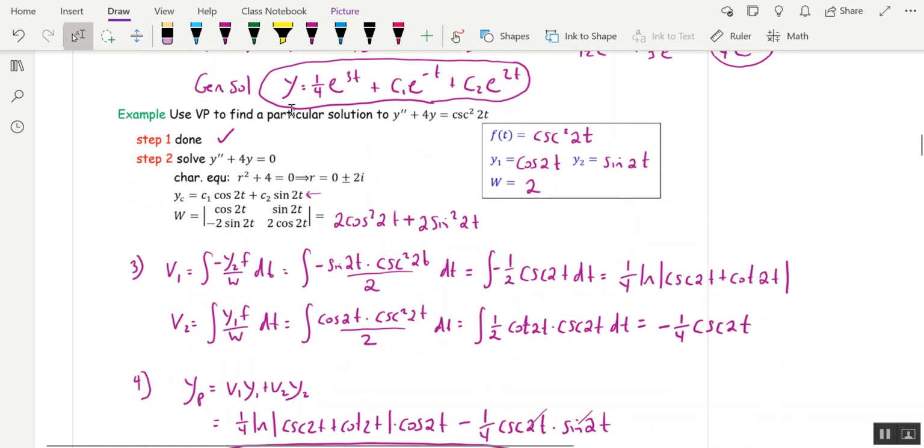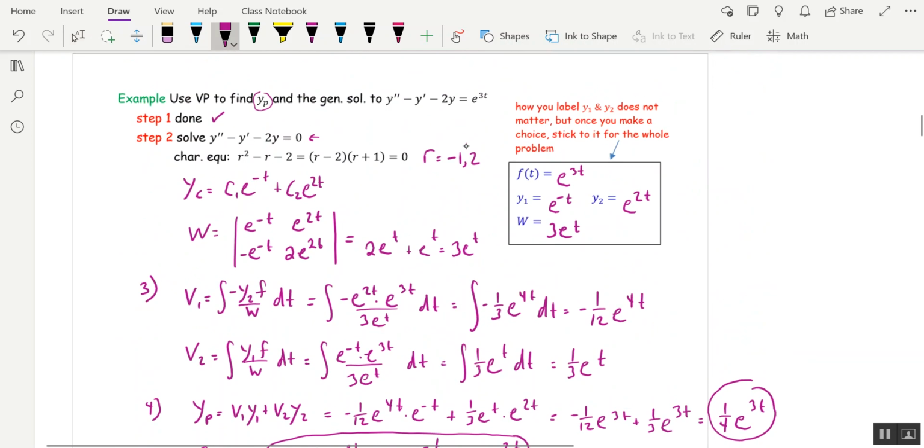So this one you had to use VP on. We could not use UC on this. So we had to use VP on this one and on the last one. And this first one, we could have used either method. All right, and that is the end of this section.